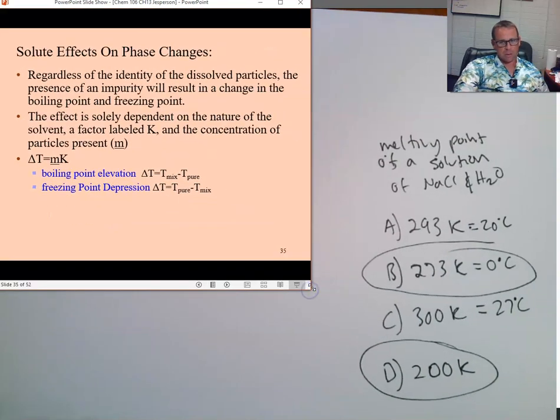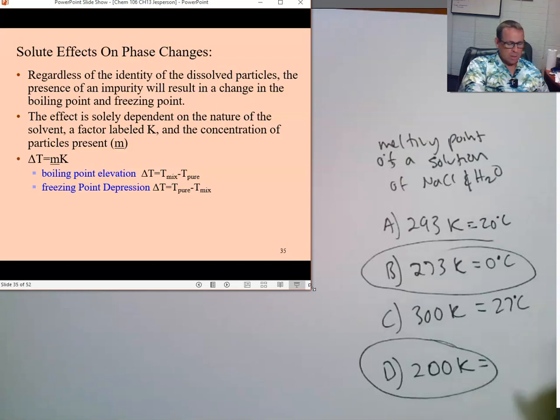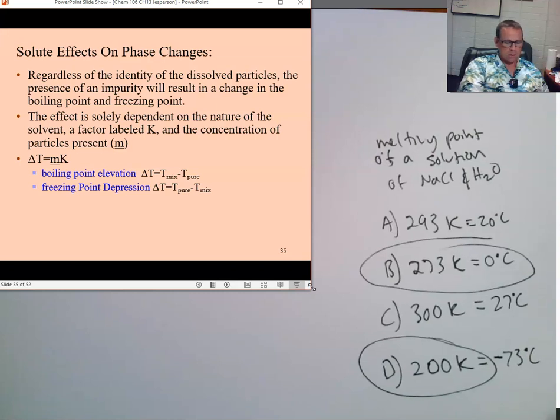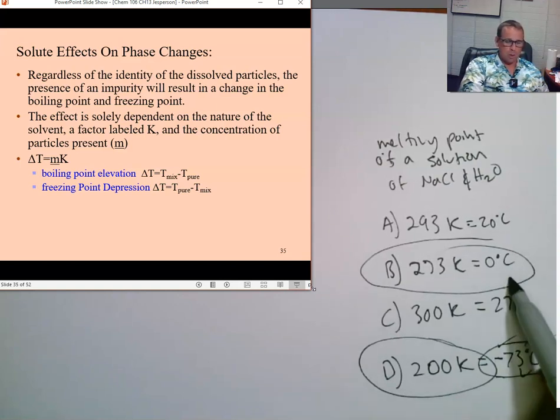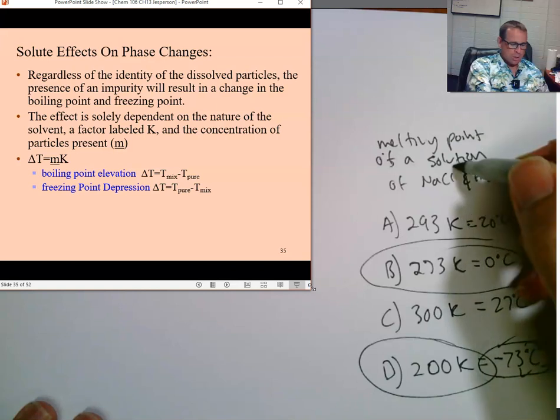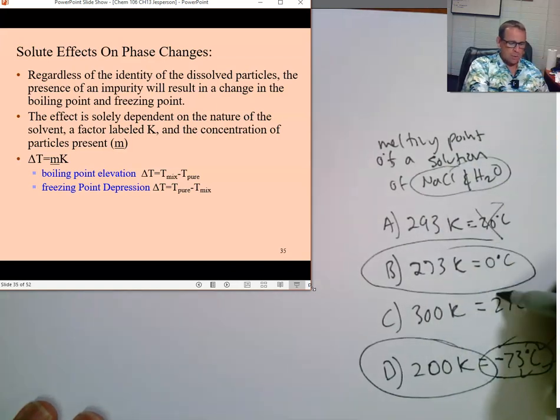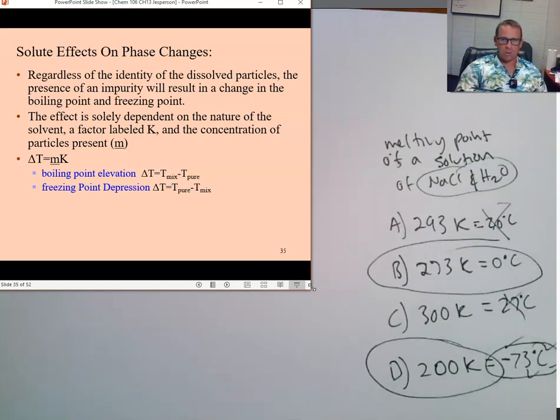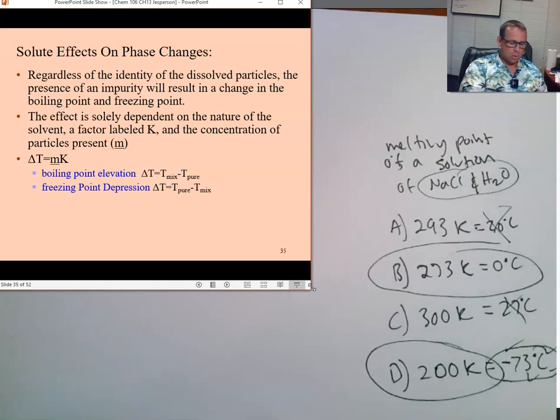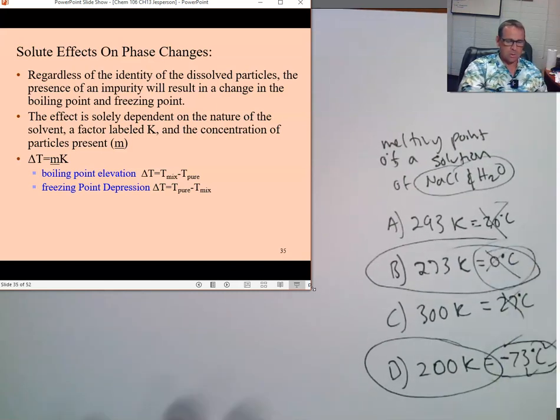Yeah, that's right. So here, when I subtract my 273, I'm ending up at a negative 73 degrees Celsius. And this is one that is lower than the typical freezing point of water of 0, right? So this is the only one that could be an actual freezing point. As you add salt to water, you don't raise the freezing point of your resulting solution, right? You can only lower it. And this is where you would start, so you wouldn't be at the same place either.